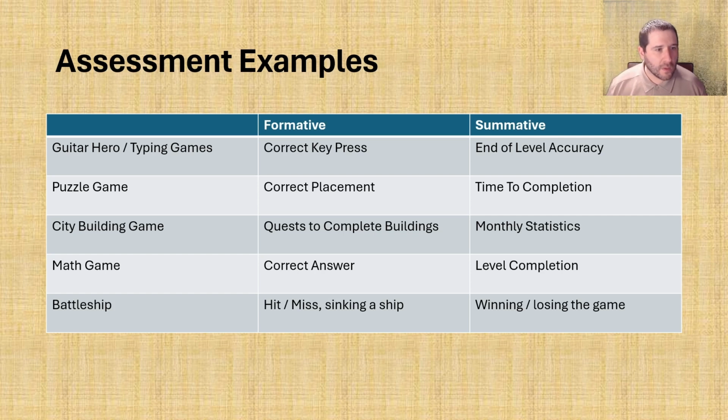Okay, so let's take a look at, let's say, Guitar Hero or a typing game. How do they assess ongoing? Well, every time you type something or press a key or push the Guitar Hero, the game will check if you press the correct key or not. And then at the end of the level, you get an accuracy number. Okay, that's the summative assessment. So Guitar Hero, typing games, a great example of how computers assess as we're going, as well as at the end of the level.